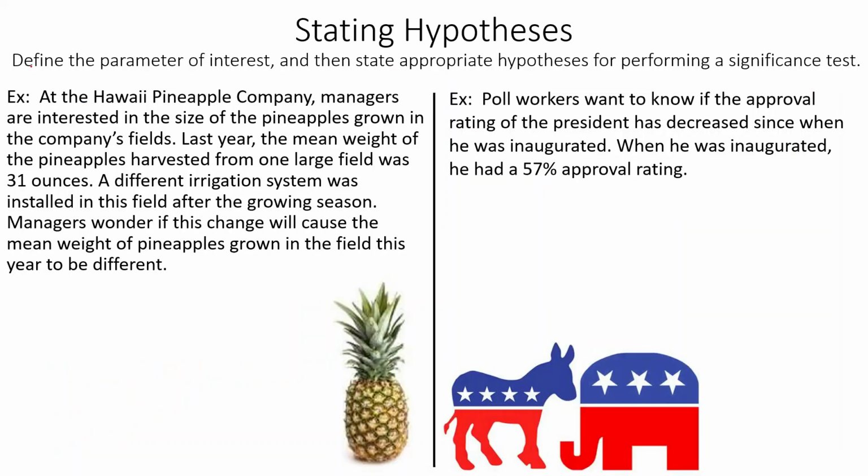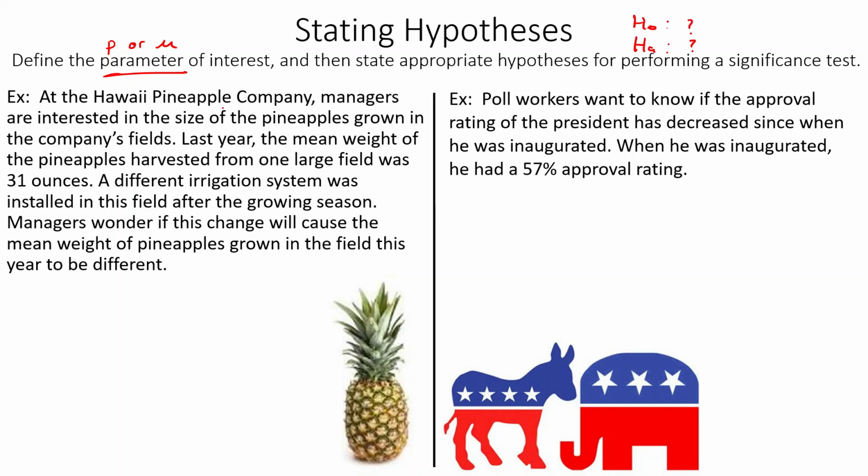All right, so some other examples. First, define the parameter of interest. So that would be p or mu. And then state the appropriate hypotheses for performing a significance test. So our null hypothesis and our alternative hypothesis. What are they both going to be?